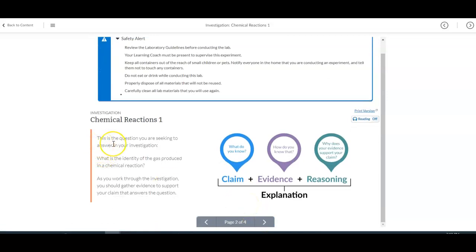It says, this is the question you're seeking to answer in your investigation. If you remember on your lab report, that's always question number 1. So we are looking at: what is the identity of the gas produced in a chemical reaction? Remember, bubbles forming in something is a chemical reaction. When we see the gas produced, we're trying to figure out its identity. As you work through the investigation, you should gather evidence to support your claim that answers your question.